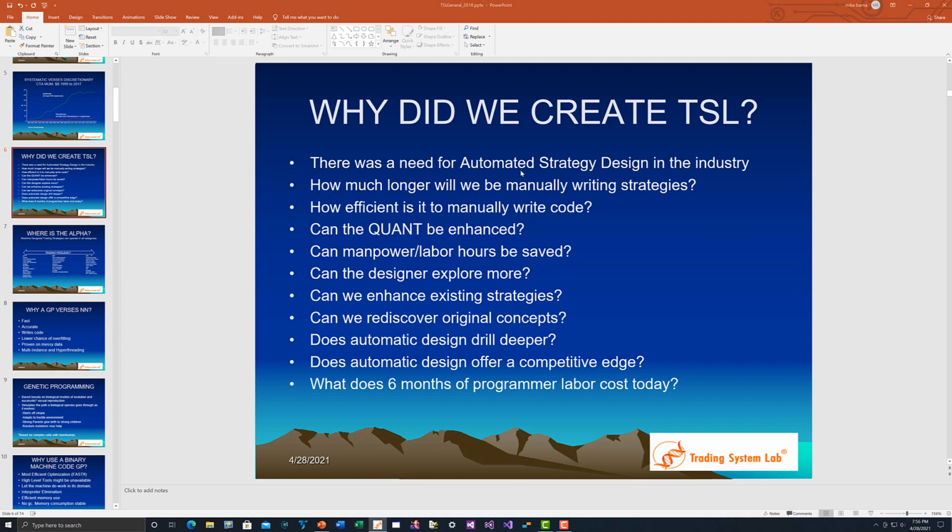So why did we create Trading System Lab? Well, first off, there was a need for automated trading strategy design in the industry. It's very difficult to design manually. At that time, we had these machine learning AI algorithms out there focusing primarily on predictive modeling. We had computers that were starting to get faster, PCs that were starting to get faster with the introduction of new Intel chips, but we didn't have any way to automatically design trading strategies in a very efficient fashion.